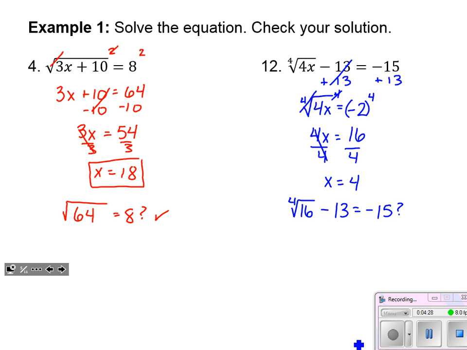Well, the 4th root of 16, again, it's a positive 4th root. That's just 2. Is 2 minus 13 equal to negative 15? No, it's not. So our one possibility, our one hope for an answer doesn't check out. There are no solutions to this.